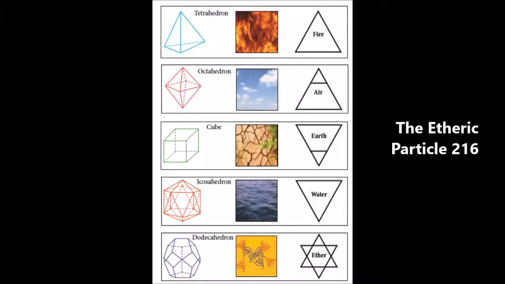galaxies and outer space. The reality can be described by 5 elements: air, earth, fire, water, and ether, respectively associated to the 5 platonic solids: the octahedron, 2 pyramids sharing the same base, the cube, the tetrahedron, the icosahedron, and the dodecahedron.